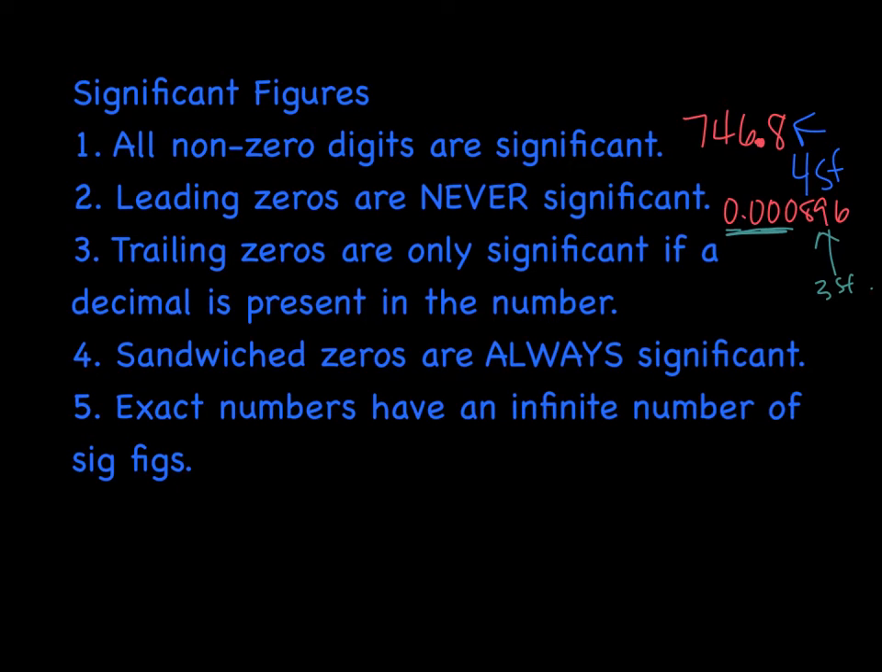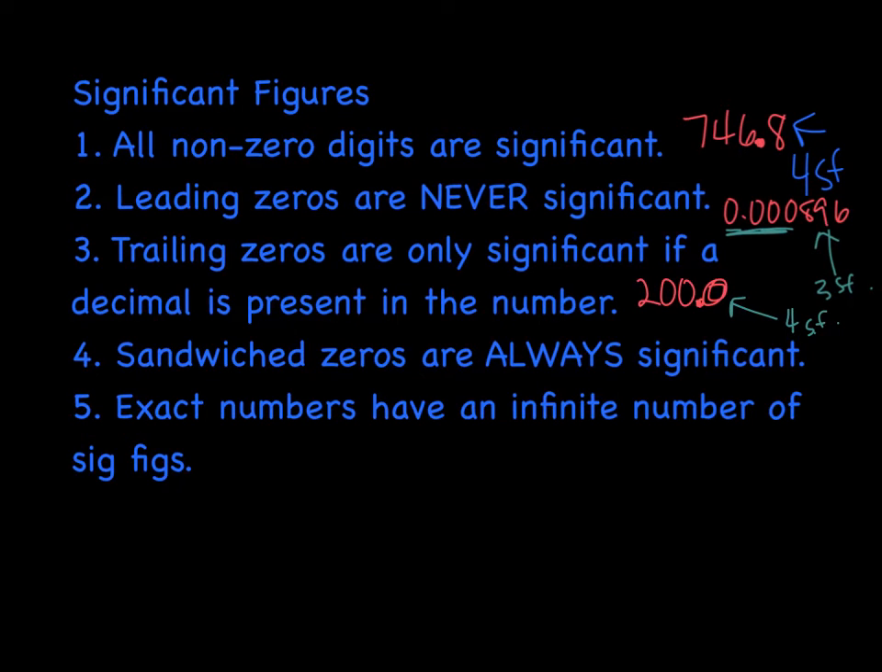All right? Trailing zeros, number 3. Trailing zeros are only significant if a decimal is present in the number. And so if I have a number that is 200.0, then that means that that number has 4 significant figures in it because there's a decimal present.